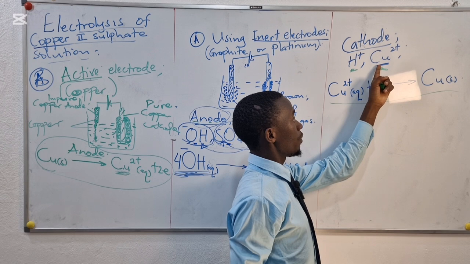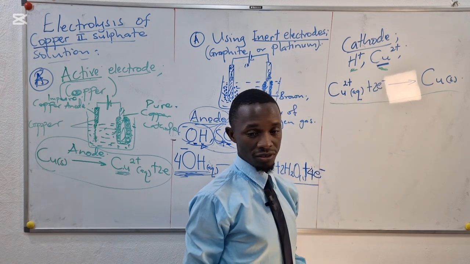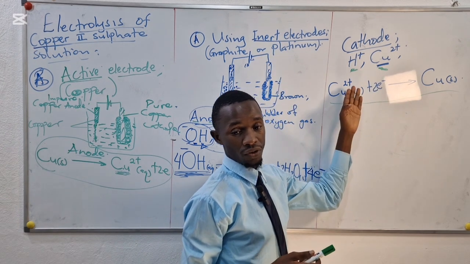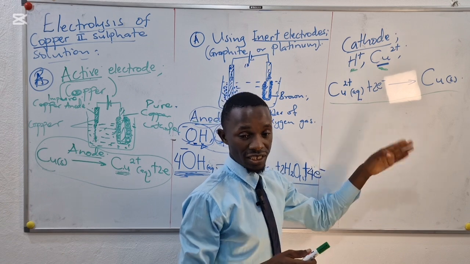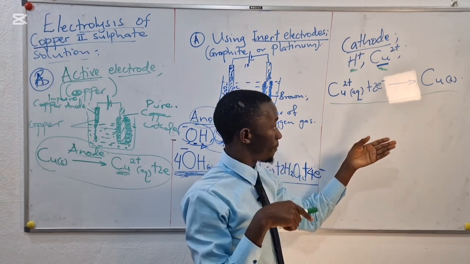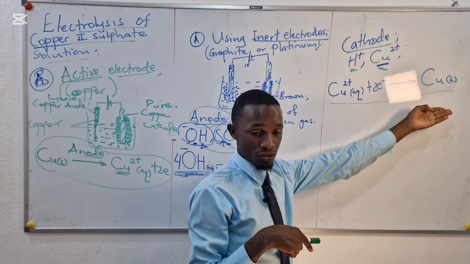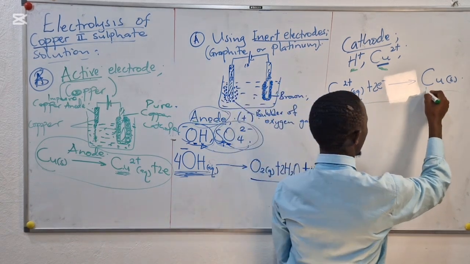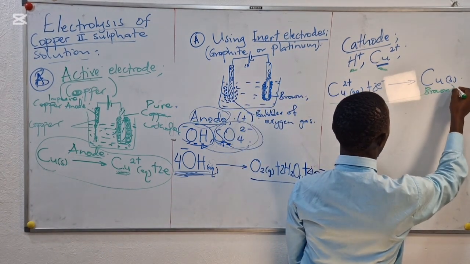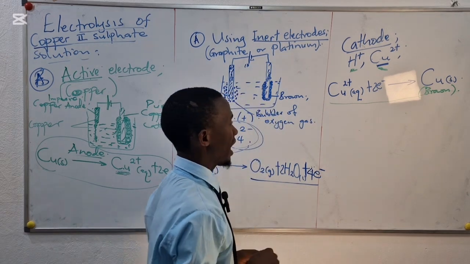Now here, two factors are applying at the cathode. One is the position of copper in the reactivity series. Copper is less reactive compared to hydrogen, so it is easily discharged or reduced to form copper metal. These are brown solids around the cathode.